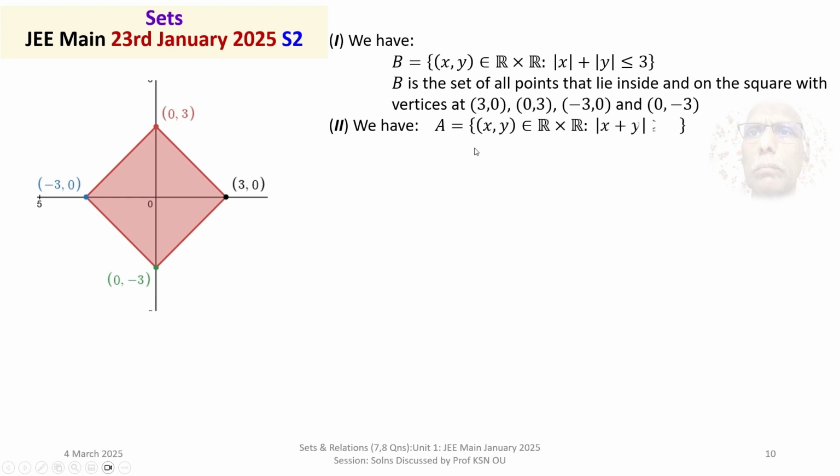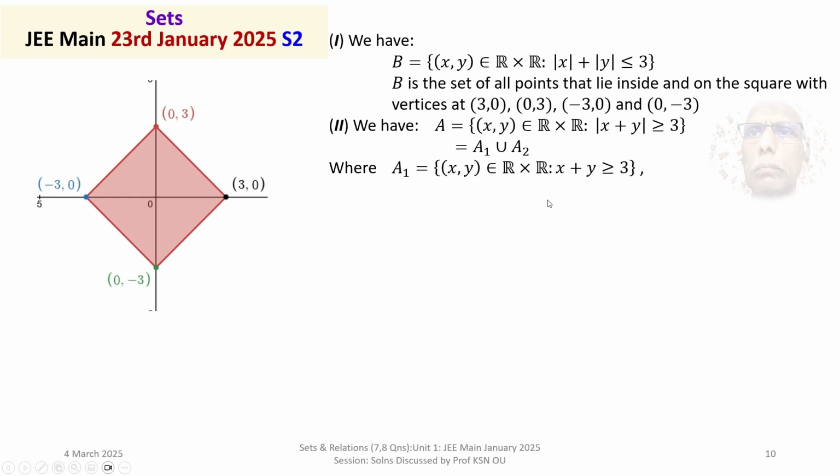We have A, the set of all ordered pairs belongs to R cross R such that mod of x plus y is greater than or equal to 3. We consider two cases where x plus y is positive, where x plus y is negative. So that way we will write it as A1 union A2. Right? So for x plus y positive A1, x plus y negative A2. So where A1 is the set of all ordered pairs x comma y belongs to R cross R such that x plus y greater than or equal to 3, where x plus y is positive.